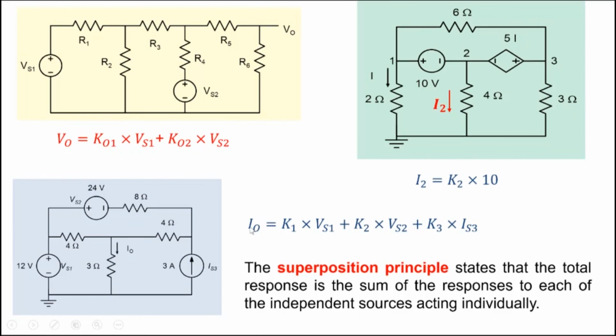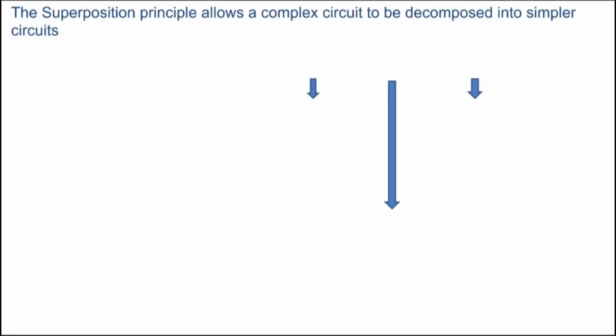So I0, the total I0, is I0 due to VS1, I0 due to VS2, and I0 due to IS3 here. So this superposition principle is powerful. It allows us to see contributions of different independent elements, independent sources that are there in the circuit. And that's helpful in modifying the circuit, in designing it. And it's also helpful in simplification of the circuit.